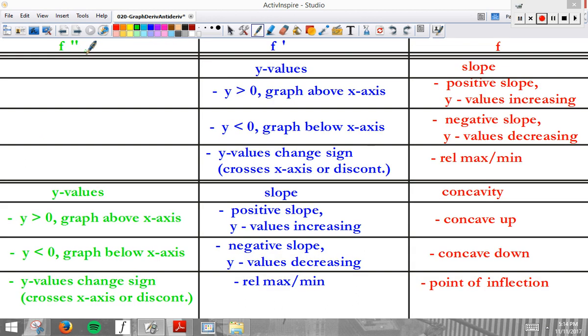You will get this handout in class if you haven't already. Here is a big master chart, it's not in the book, of how everything translates. So we see some blank rows over here. That's because, again, there's no way to get the y values of f prime by looking at an f double prime graph. The y values of f prime become the slope. If the y values of f prime are greater than 0, if the graph of f prime is above the x-axis, that means f has positive slope. That means f's y values are increasing.